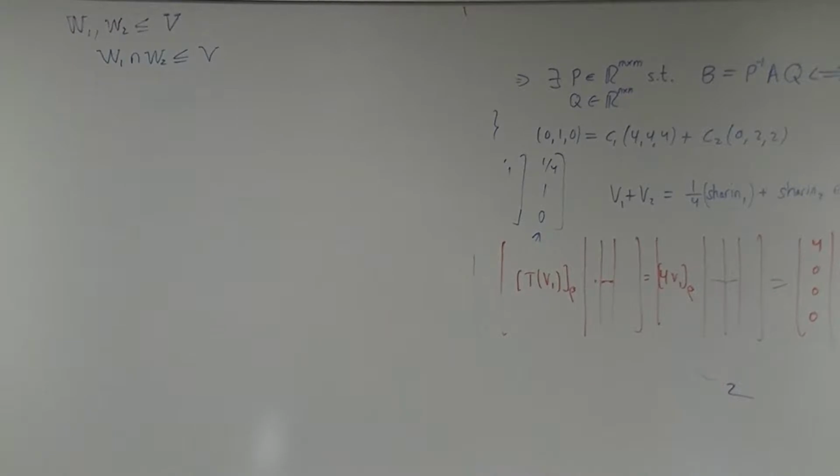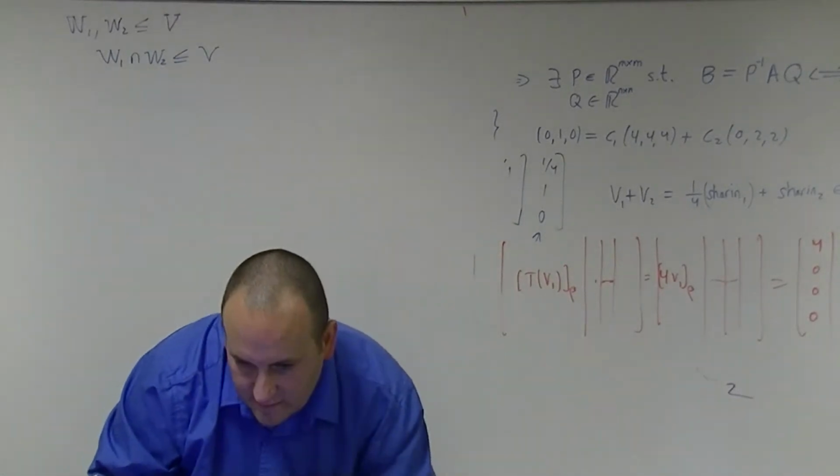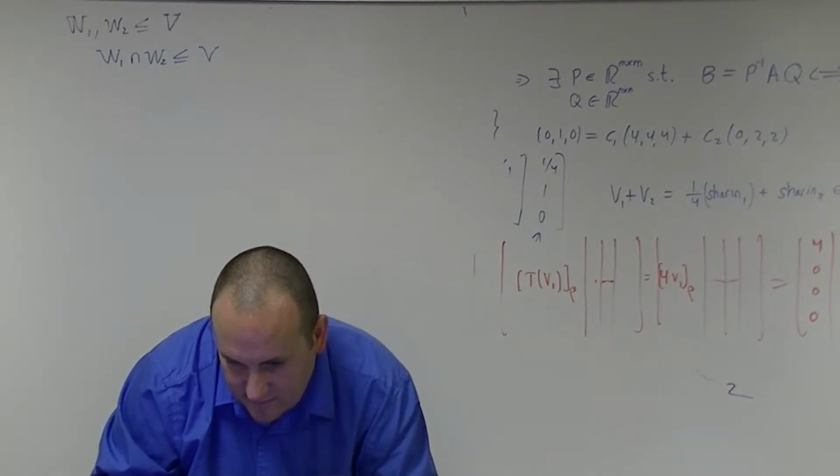Pick x and y in the intersection, right? Show that x plus cy is again in the intersection. That was the test question, right? To do that, you just know that because they're in the intersection, they're in both of them, so you can just go from there. Yeah, that was a test question, a good comment.